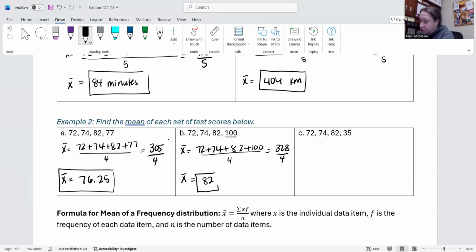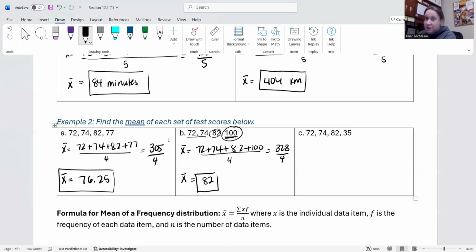All right, so you can see that score of 100, it pulled our average up a good bit, okay? We had originally an average of 76, and 82 is 6 points higher than that. So you can see here we had 2 scores lower, 1 score that was exactly the mean, and then we have just 1 test score that's higher. So that score of 100 pulled our mean up.